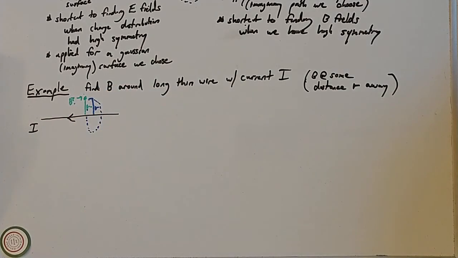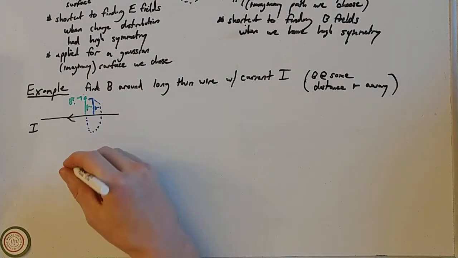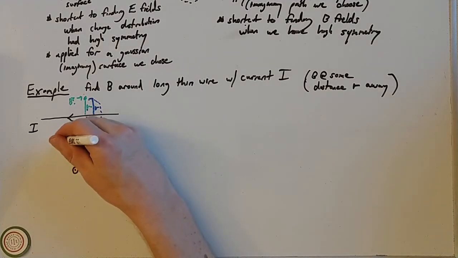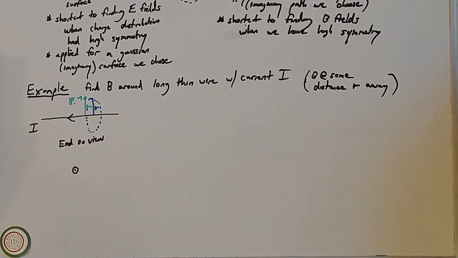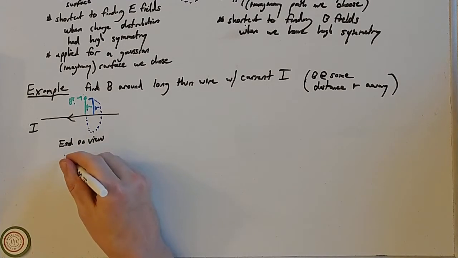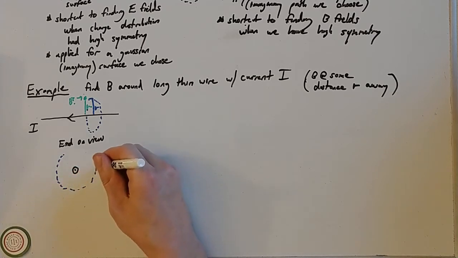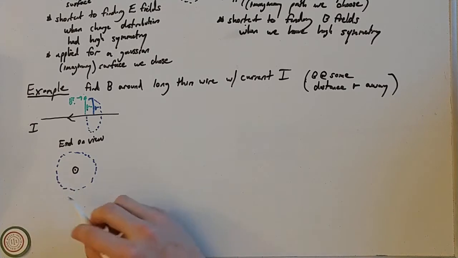Maybe this would be a little better to see end on here. So if we think about looking at the wire from the end, this is a wire coming out of the page now, my end-on view. All right, so that's the wire coming out of the page. The loop that I might choose here that exploits the symmetry of the problem is just a loop that goes around the wire like this, a nice circular loop. And why is this a useful or interesting loop?